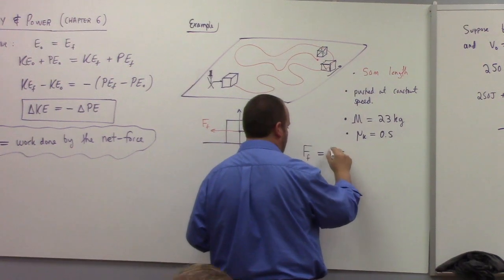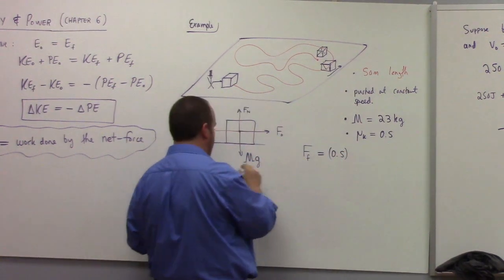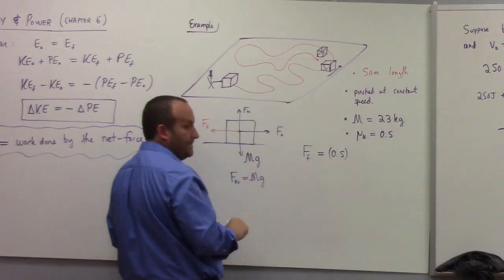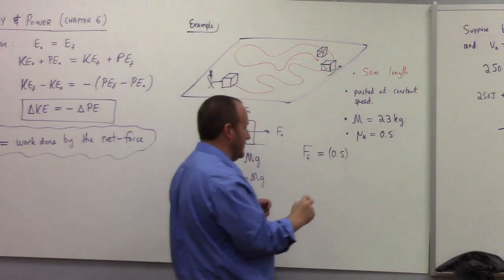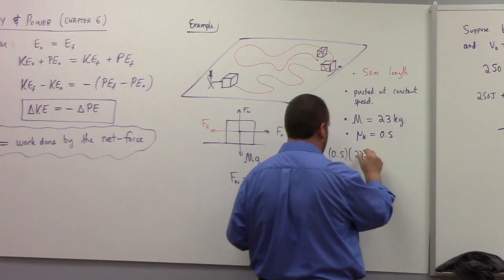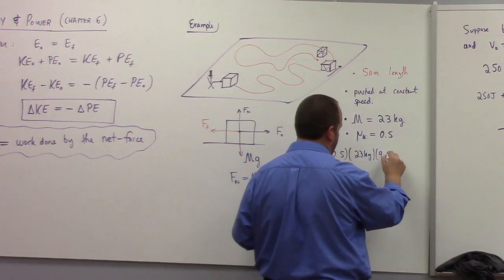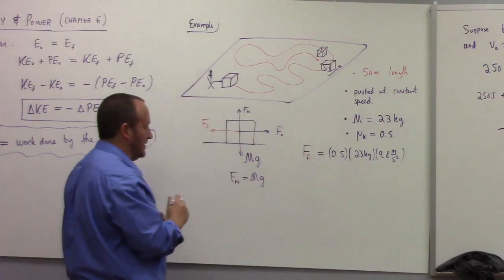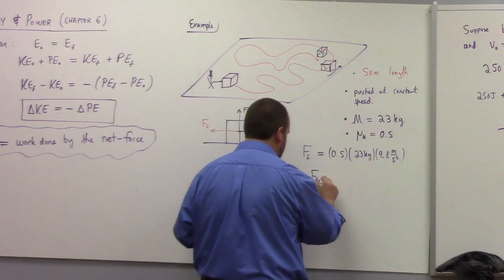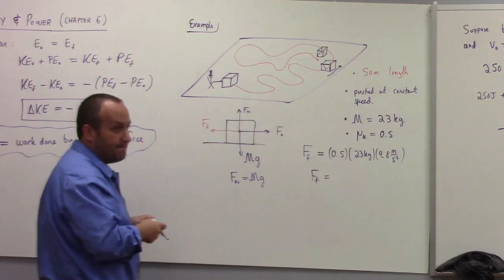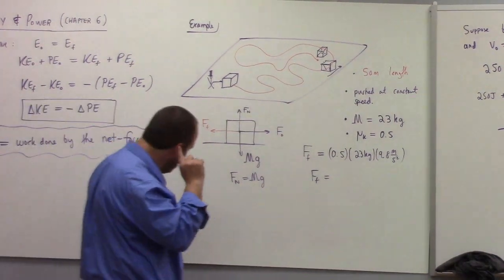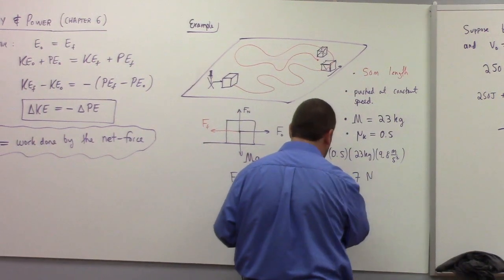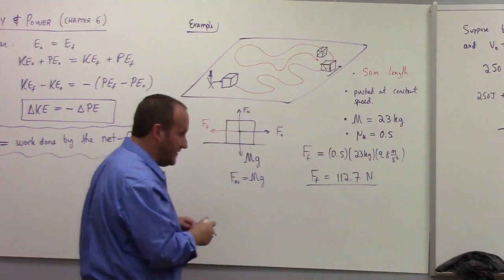0.5 times what's the normal force? It's equal to mg in this case, right? So we've got 0.5 times 23 kilograms times 9.8 meters per second squared. That gives me the force of friction, which is what? 112.7 newtons. So what's the work done by friction?